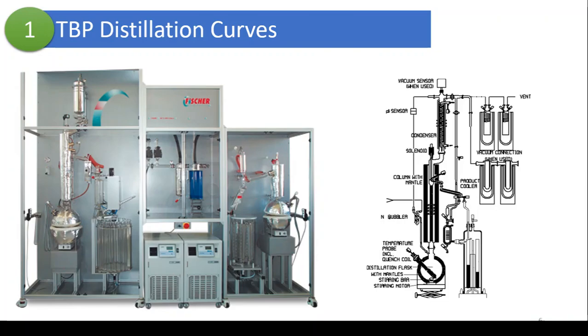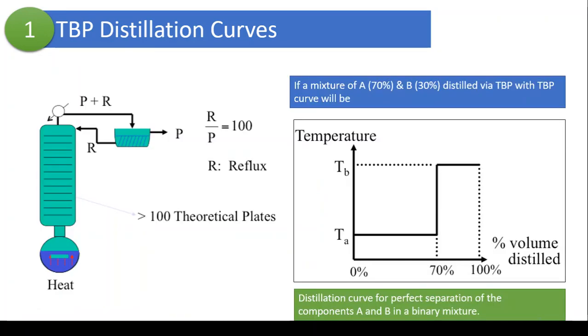And if we are going to develop the TBP distillation curve, how does it look? For example, if we are going to carry out the distillation curve of a binary system where A is 70% and B is 30%. If you look here, the TBP curve will look like this. At 70% you can obtain component A, and after that you can obtain component B, and this is because of the reflux ratio.